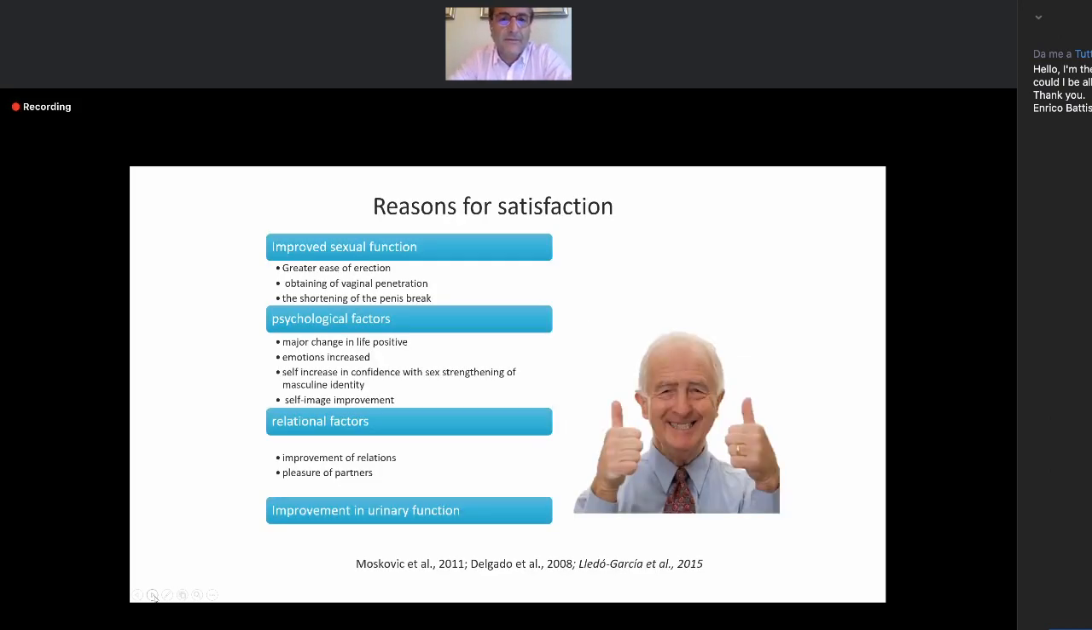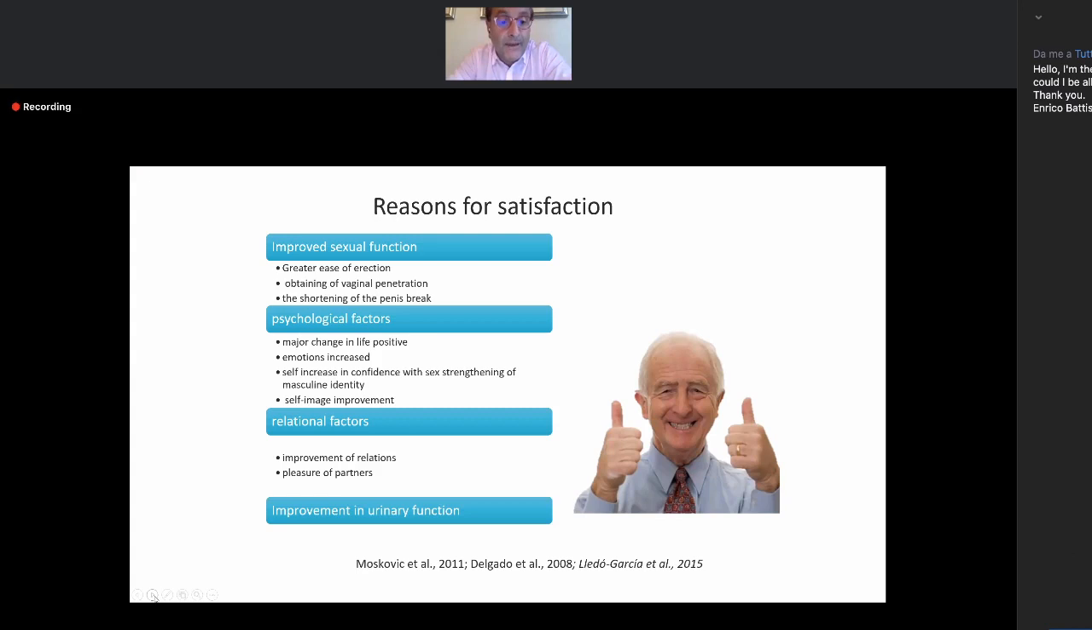These are the reasons for satisfaction. Improved sexual function, greater ease of erection, obtaining of vaginal penetration, the shortening of the penis break. Psychological factors: a major positive change in life, increased emotion, increased self-confidence with sex, strengthening of masculine identity, self-image improvement. Relational factors: improvement of relations and the pleasure of the partners.